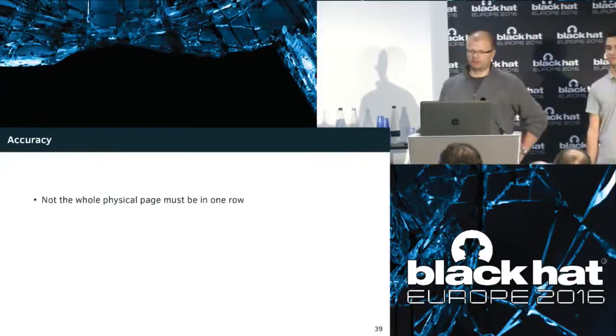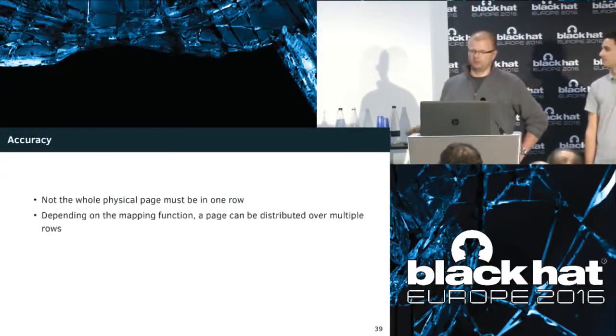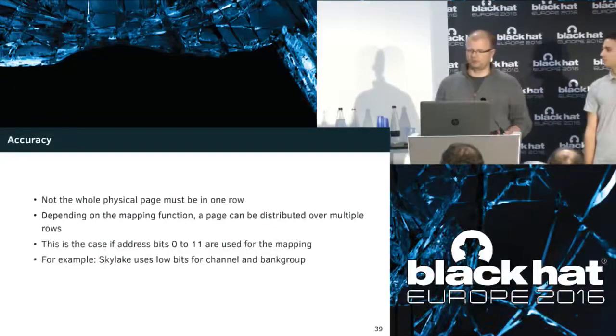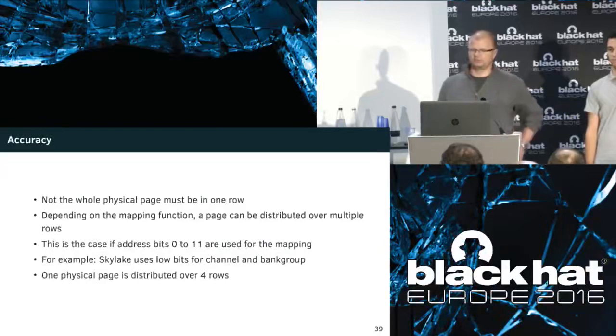not the entire physical page must be in the same row. And this happens when the mapping function in the memory controller tells that the page should be distributed over multiple rows, and this happens when the lower bits, which are not translated, the 0 to 11 bits, are used for this mapping. On Skylake, for example, there are low bits that are used for selecting the channel and the bank group, essentially the bank, and thus the physical page gets distributed over 4 rows.